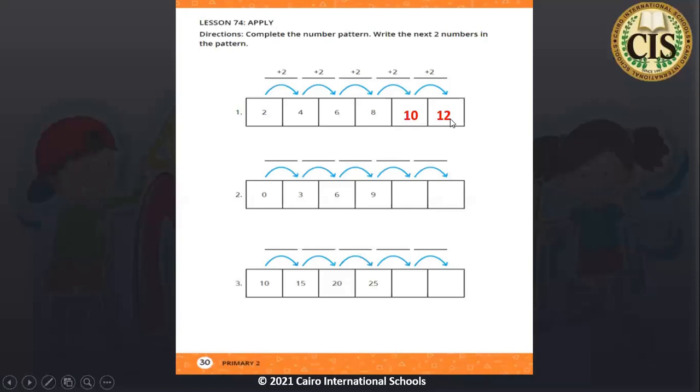My dears, don't confuse yourselves by writing in the book. Only pay attention and then you can write it correctly, and you can copy the answers from the recorded session, okay? Question number 2.